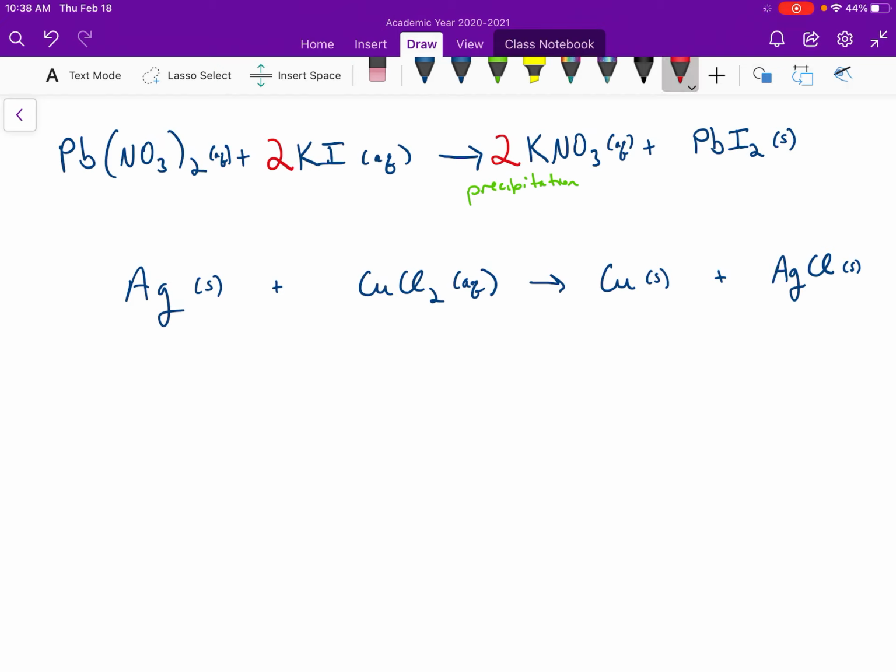So now we have to address quantity. I need 2 chlorides, which means I need 2 of the silver. And this is redox because charges have changed, right? Copper went from a +2 here to a 0. Silver went from a 0 to a +1. So silver was oxidized and copper was reduced, right? Silver's charge went up, copper's charge went down. So I would say that this is a redox. Okay, you could also call this a single replacement.